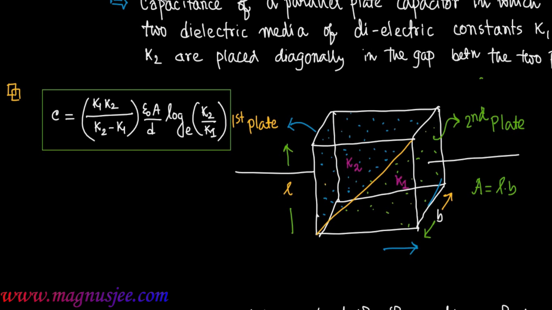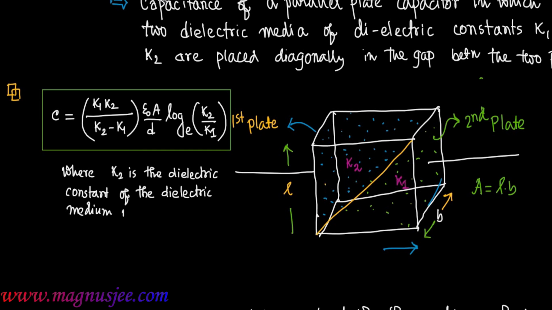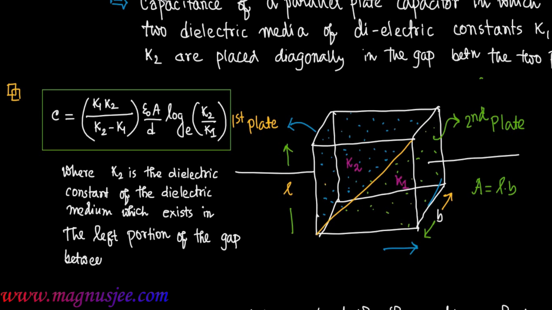C equal K1 K2 divided by K2 minus K1, epsilon 0 A divided by D, ln K2 by K1, where K2 is the dielectric constant of the dielectric medium which exists in the left portion of the gap between the two rectangular plates, or this medium is also placed diagonally and it is in contact with the positive plate.